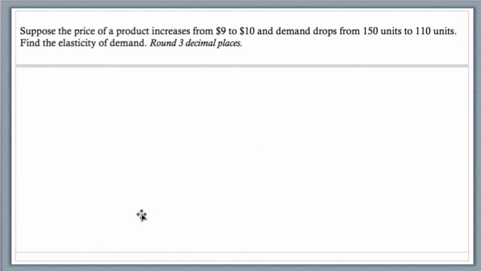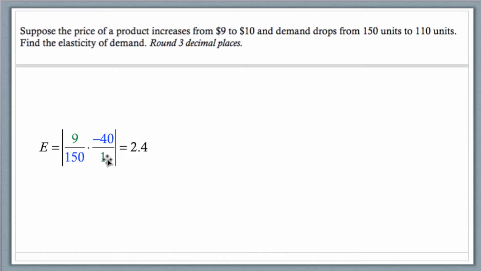So suppose the price of a product increases from $9 to $10 and the demand drops from 150 units to 110 units. Find that elasticity of demand. So using my formula, and again, I'm going to use the simplified version because it's a little easier to work with, the original price is $9. The original demand is 150 units. The change in my demand was negative 40 because I dropped from 150 down to 110. And the change in price was positive 1 because we increased from $9 to $10.